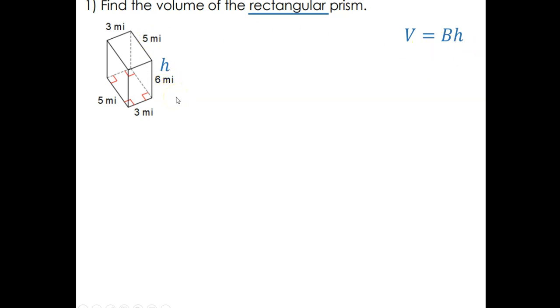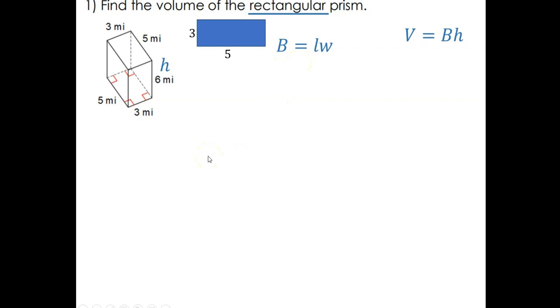And again, I'm going to have you draw the base. So it's a rectangle. Here's my base. And those are the dimensions that I can tell are from the image. Okay, so 3 and 5 are my dimensions for that rectangle. So now that I know the dimensions for that rectangle, make sure you draw it. Now I can find the area of that rectangle. So the area of the base, big B, is length times width.